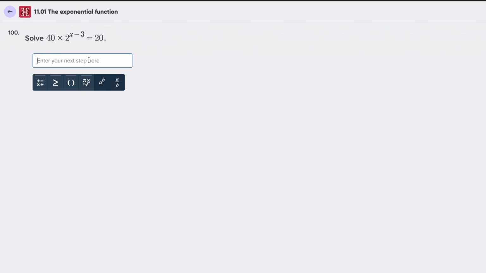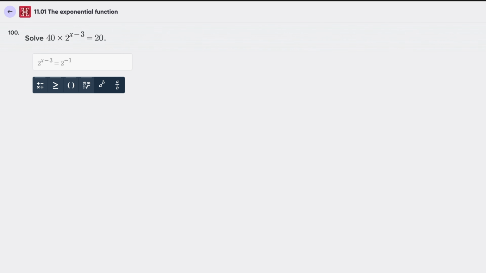40 times 2 to the power of x minus 3 is equal to 20. I guess we could just do 40 times... actually, no, we couldn't, because there's an exponent here. So what I would do to solve this is I would do 2 to the power of x minus 3 is equal to 20 over 40, which simplifies to 1 over 2. And 1 over 2 is the same as 2 to the power of -1.